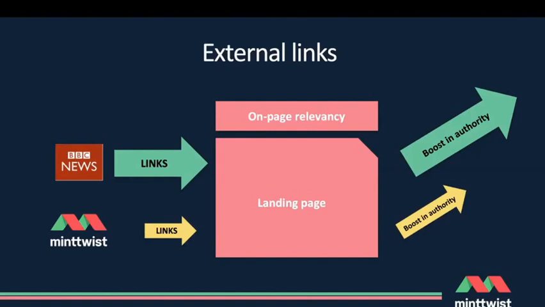So this is an example of the BBC. If the BBC website links to your landing page, and at the same time you receive a link from MintTwist, obviously the BBC website is a website that has more authority. The domain rating of BBC News is around 90, whereas the MintTwist website has a domain rating of 63. So if you receive a link from BBC News, you will have a higher boost in authority for your website, and therefore your rankings will be rewarded with better positions.